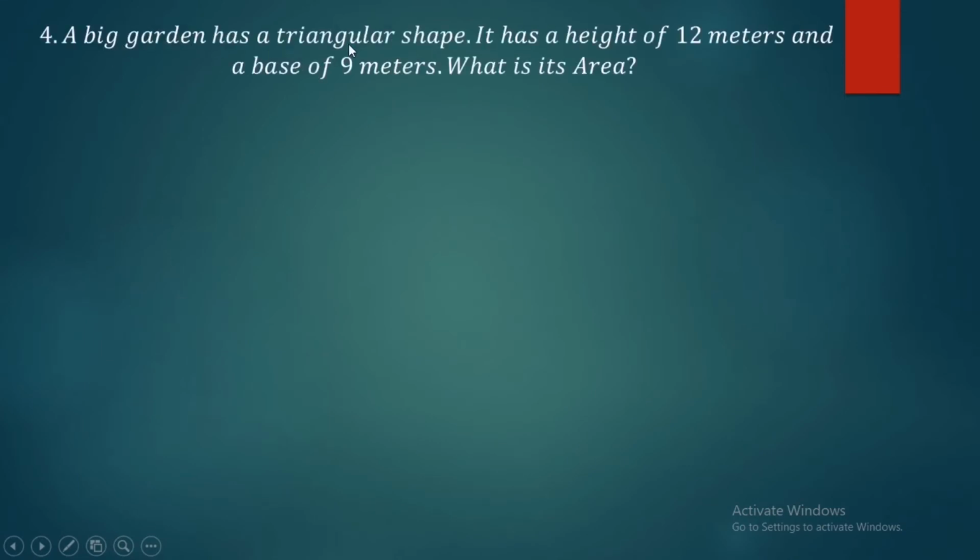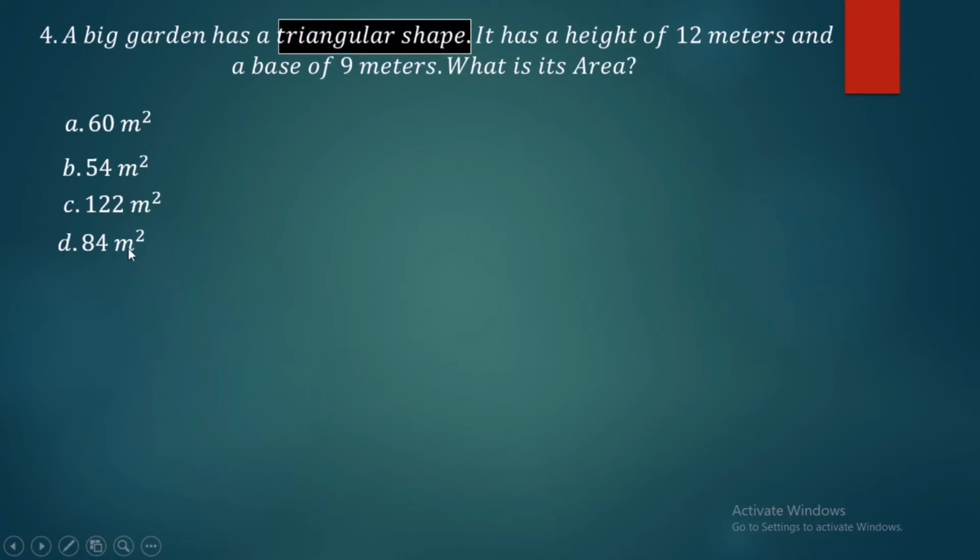Number 4, a big garden has a triangular shape. It has a height of 12 meters and a base of 9 meters. What is its area? A, 60 meters squared. B, 54 meters squared. C, 122 meters squared. D, 84 meters squared. And the figure we are referring to here is a triangular shape.